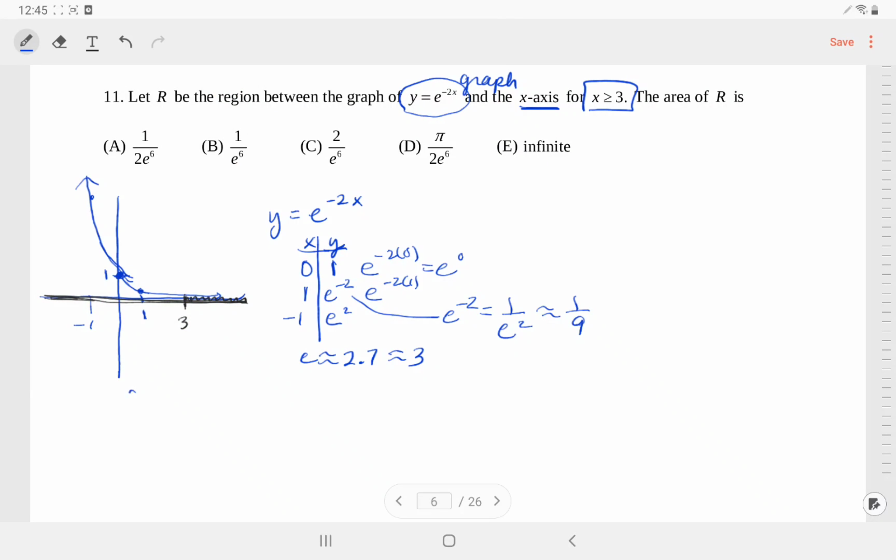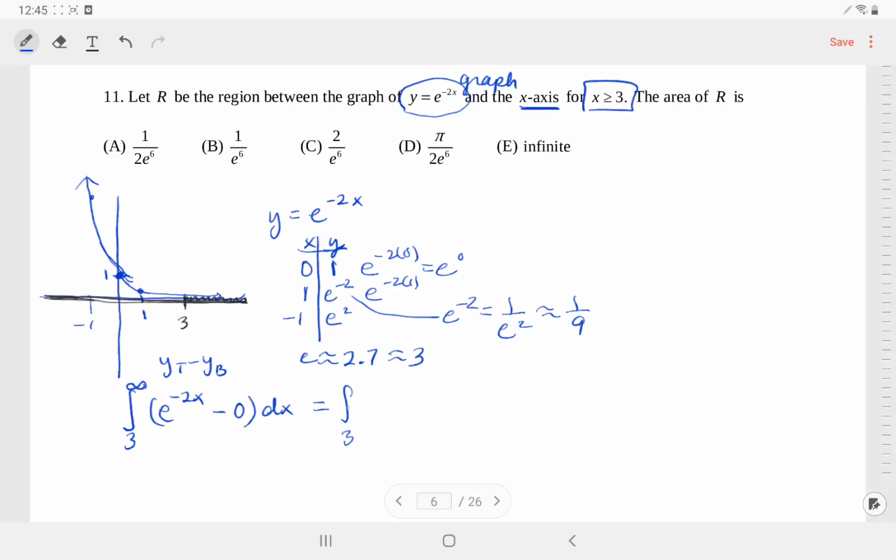Okay, so this is the integral from 3 to infinity because they want everything to the right. And then they did say area. So area is y top minus y bottom, or x right minus x left. I'm going to use y top minus y bottom. Y top is e to the negative 2x, minus y bottom. Y bottom is 0 because it's the x-axis. Don't square it. Don't put a pi because we're not doing volume.